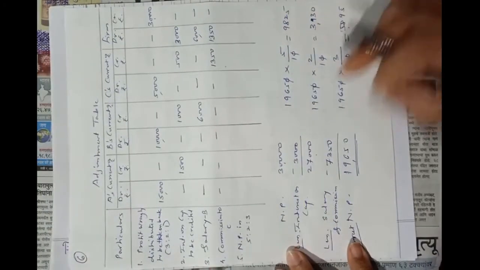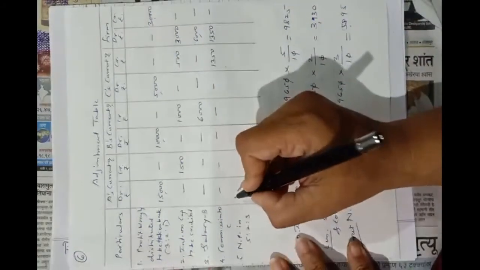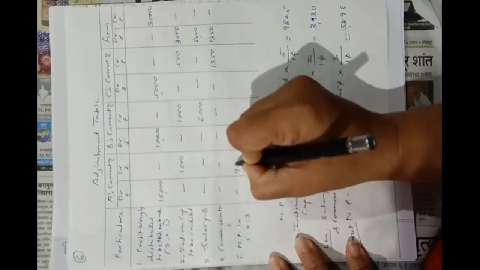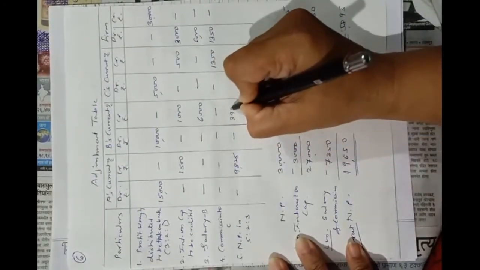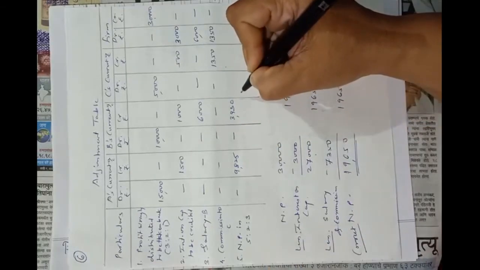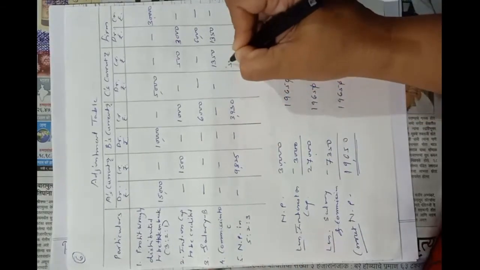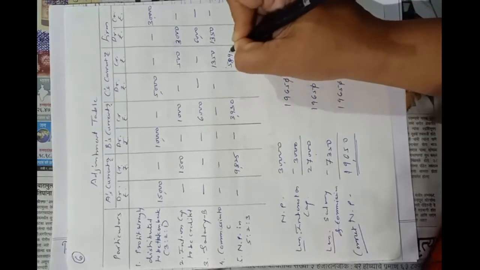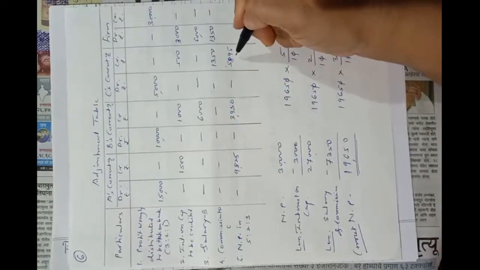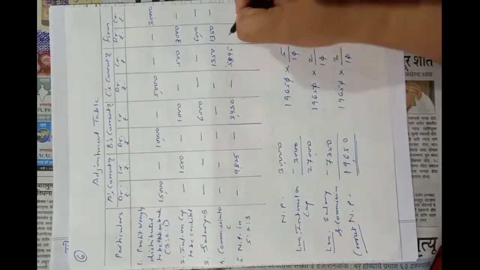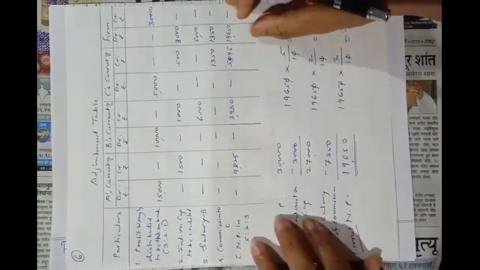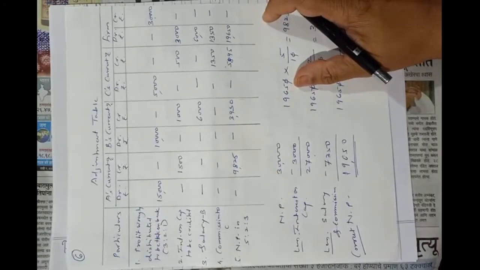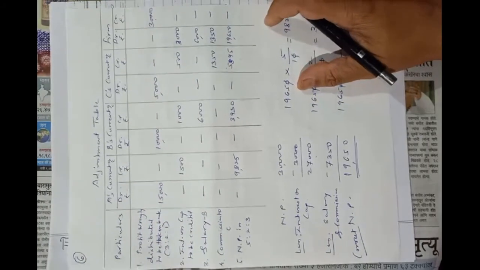This share of profit will be credited to their account. So 9825 to A's current account, 3930 to B's current account and 5895 in C's current account. So total amount, that is 19,650, will be debited to firm's account. Okay, now let's do the total.